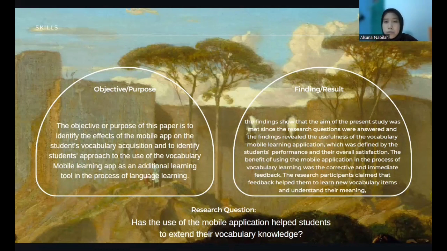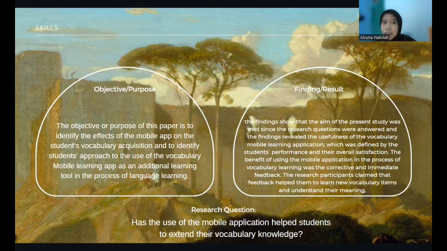The research question is: has the use of the mobile application helped students to extend their vocabulary knowledge? The findings show that the aim of the present study was met since the research questions were answered. The findings reveal the usefulness of the mobile learning application, which was defined by student performance and their overall satisfaction. The benefit of using the mobile application in the learning process was corrective and immediate feedback. The research participants claimed that feedback helped them to learn new vocabulary items and understand their meaning. So that's the article.